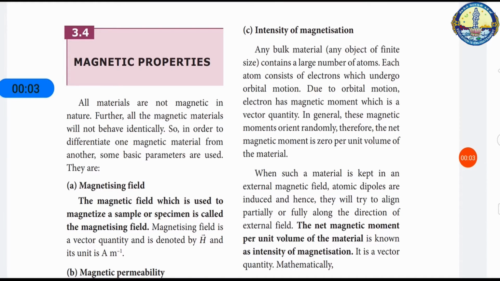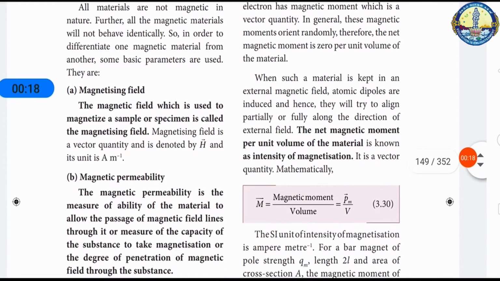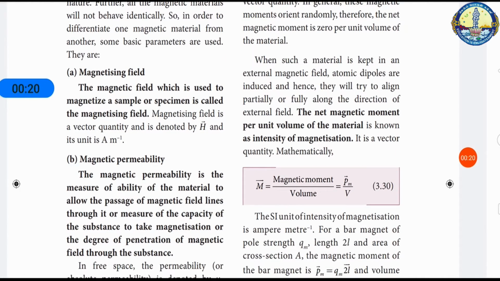Magnetic properties. All materials are not magnetic in nature. Further, all the magnetic materials will not behave identically. So, in order to differentiate one magnetic material from another, some basic parameters are used. The first property is the magnetizing field. The magnetic field which is used to magnetize a sample or a specimen is called the magnetizing field. The magnetizing field is a vector quantity, it is denoted by H, and its unit is A per meter.